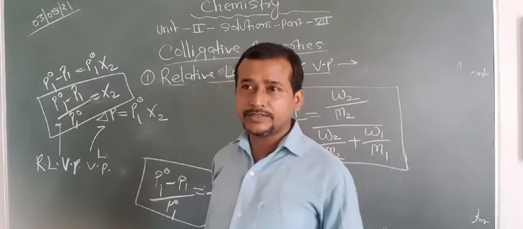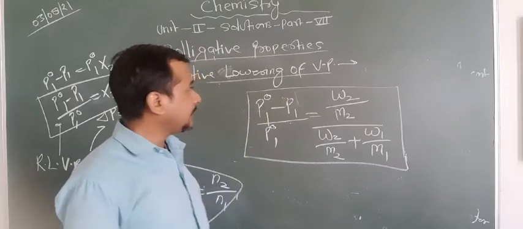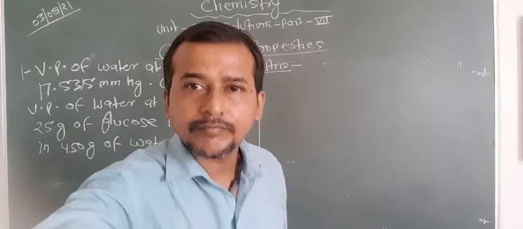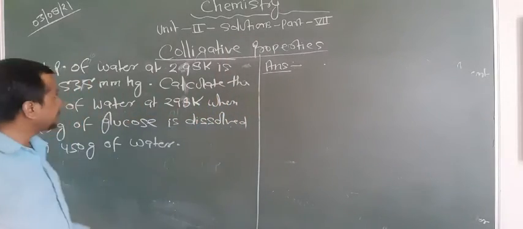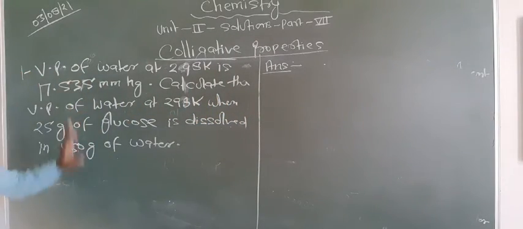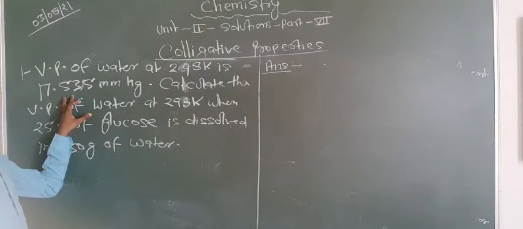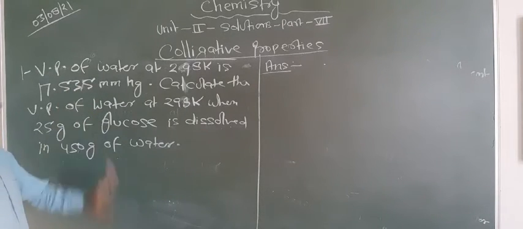So one question from here arises in board examination. So now let us focus on one question related to this. The vapor pressure of water at 298 Kelvin is 17.535 mmHg. Are you getting this point or not? So this is basically the pure vapor pressure, that means of the water solvent, that means you can say P01.